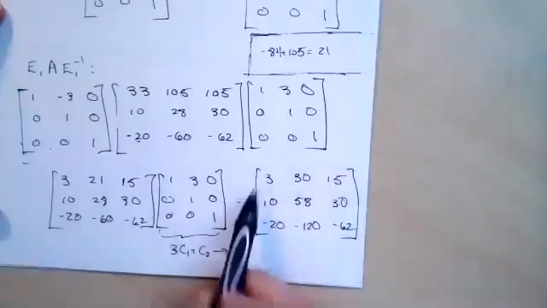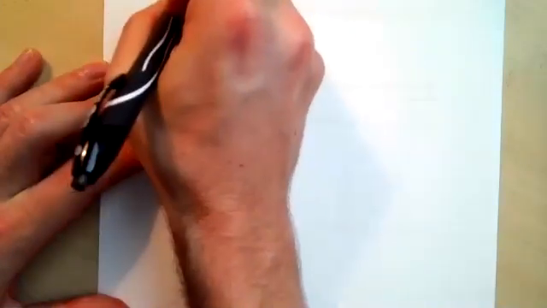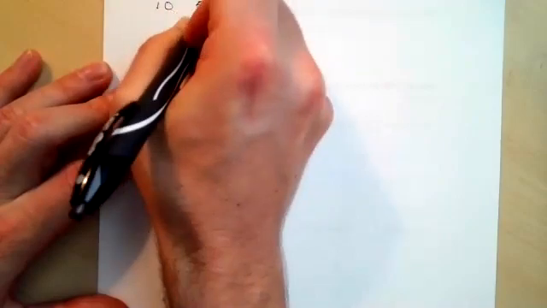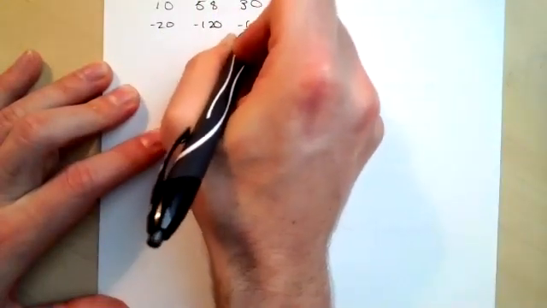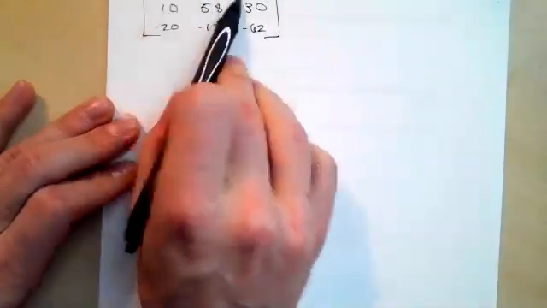So a little bit nicer. I've got a smaller leading entry there. And now we just have to keep on chugging. So let's try to work through this quickly. Our 3, 30, 15, 10, 58, 30, minus 20, minus 120, and minus 62. Looks like we will have to use fractions.